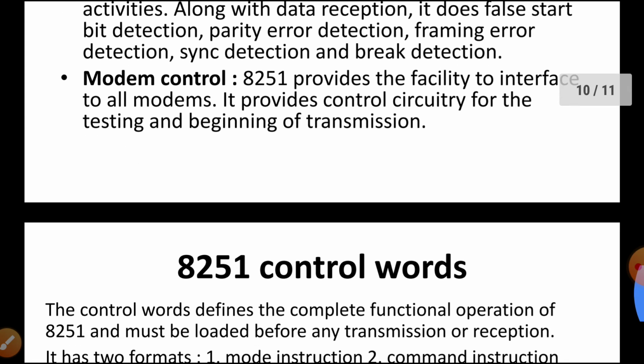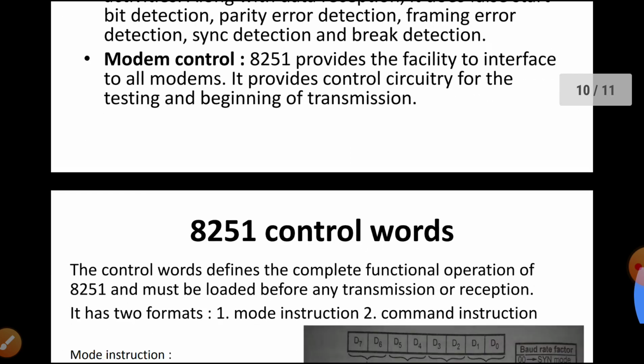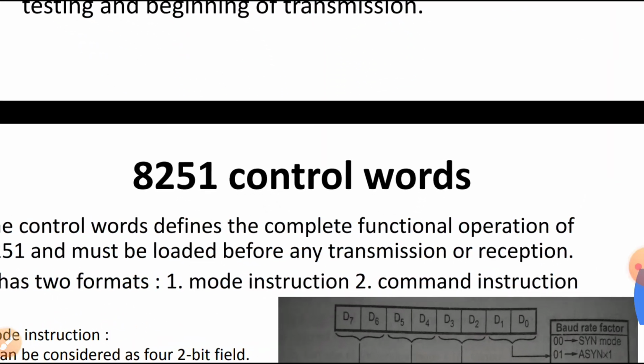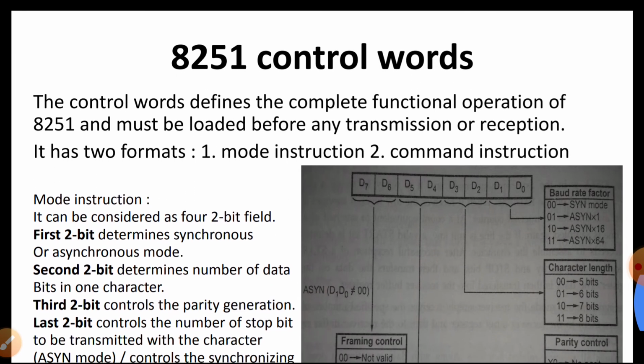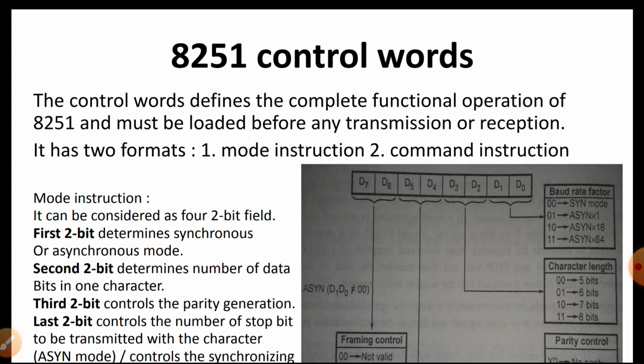Now, there are many control words which are used in 8251. The control word defines the complete functional operation of 8251, and it should be loaded before any transmission or reception takes place. There are two kinds of formats which are used for this particular purpose. One is the mode instruction format and the second one is the command instruction format.